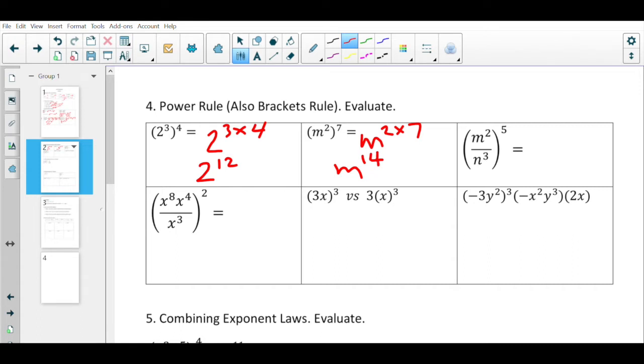Okay, so we have a division problem here. We still follow the same rule. You do it for the numerator and the denominator. So this becomes m to the 2 times 5 over n to the 3 times 5, and that equals m to the 10 over n to the 15.